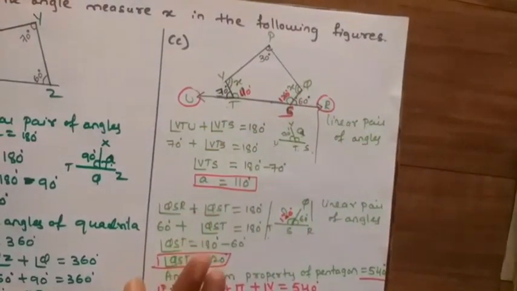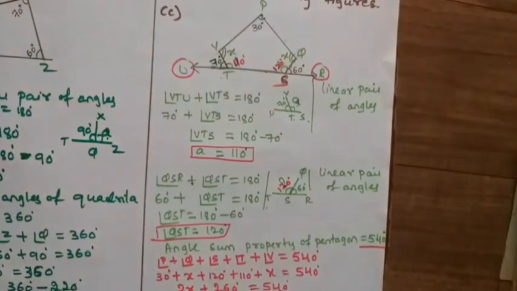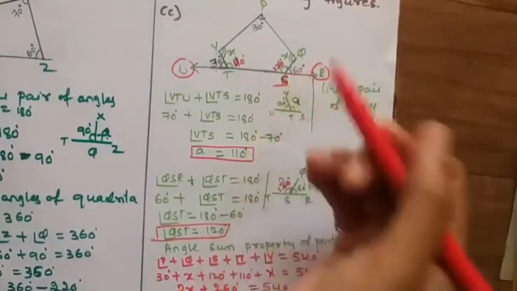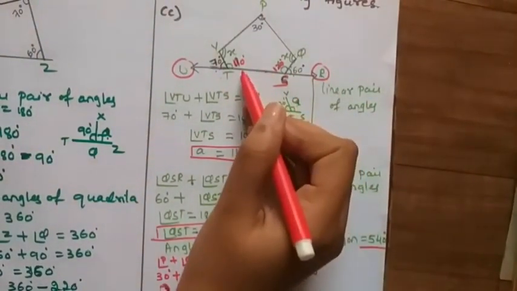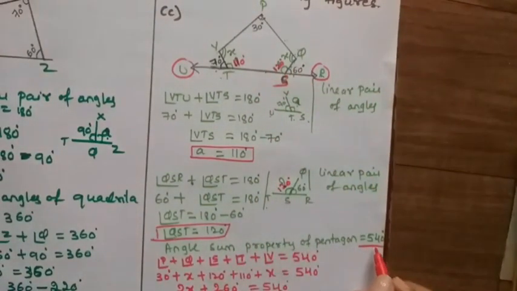This is our solution. Here I am applying only 3 steps. The first 2 steps are linear pair angle for these 2 sides. After then, this figure is a pentagon figure. So I am applying the sum of the angles of pentagon is 540 degree. This is the solution.